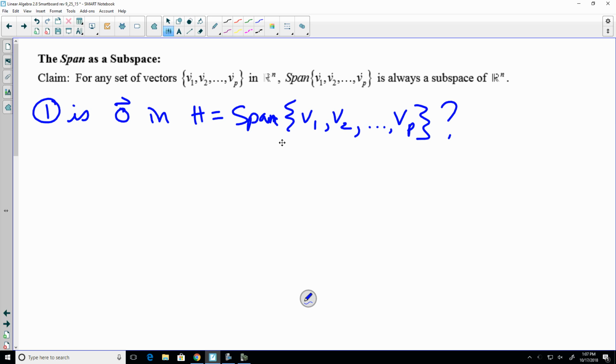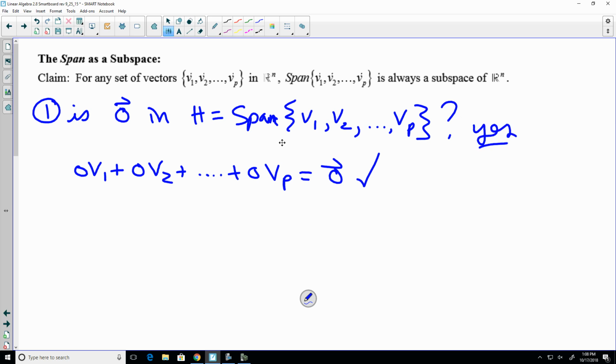What does the span of those vectors mean? It's all the linear combinations, right? The span of the vectors is a set that contains all the linear combinations of those vectors. So here's one linear combination, and that would be the zero vector. Do we agree? So that one checks. The zero vector is in H, what we're going to call the span of V1 to Vp. So the answer is yes for that question.